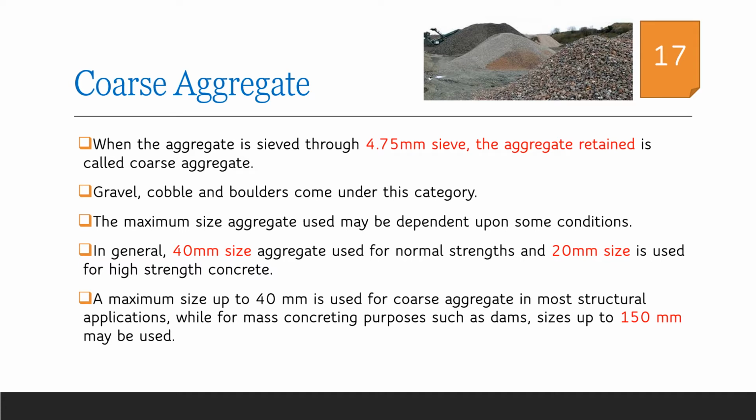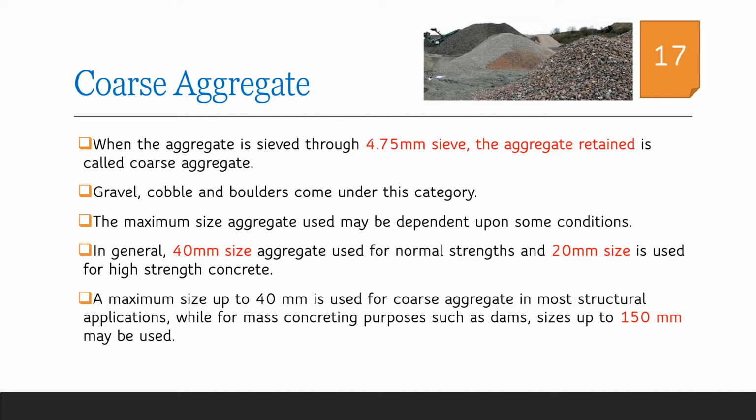Coarse aggregates, as we have discussed, are retained in 4.75 mm sieve. Gravel, cobble and boulders fall under this category. The maximum size of the aggregate varies depending upon the condition under which we are using the aggregates. 20 mm size aggregates are used for the construction of beams, columns, etc., that is, a mix of strength M20 towards M40 MPa, and we will be using 40 mm size aggregates in PCCs of foundations and so on.